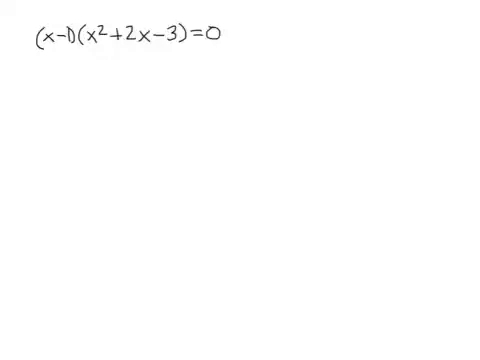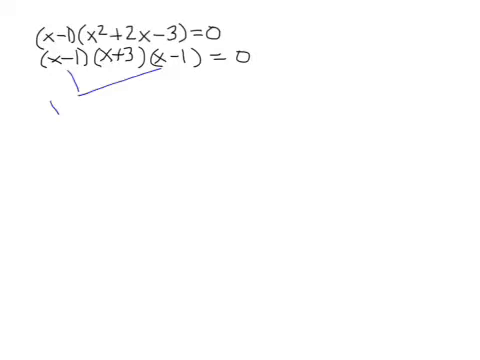Now that we've managed to factor this, we can take a look at the quadratic part and see if we can break it down any further. We have x minus 1 times, and let's see if we can factor this. It looks like x plus 3 times x minus 1 will do. And here we have the factored form of this equation. So we can take each of these factors and set them equal to 0. So I'm going to have x minus 1 set equal to 0. So x equals 1 is one possibility.